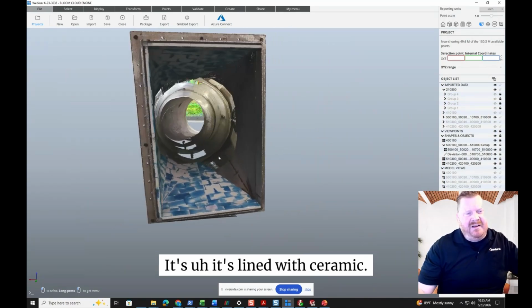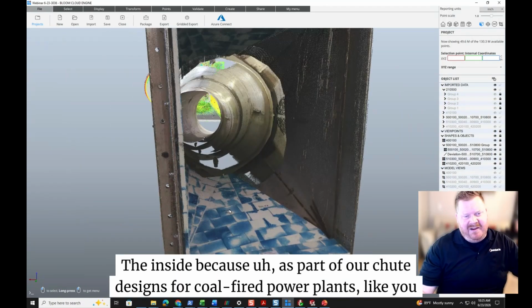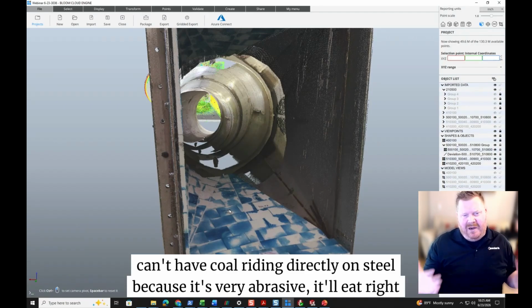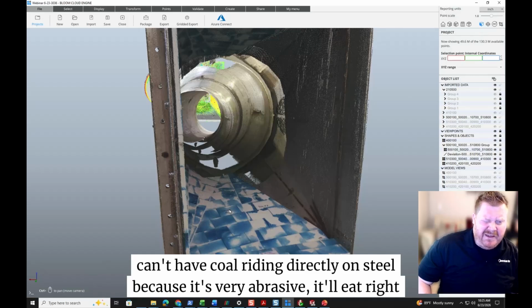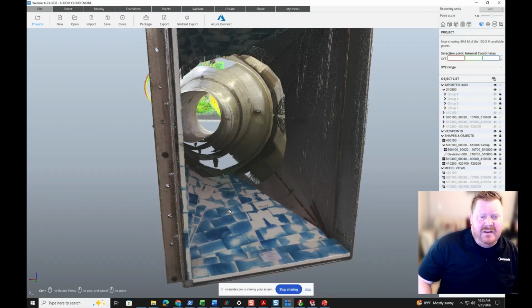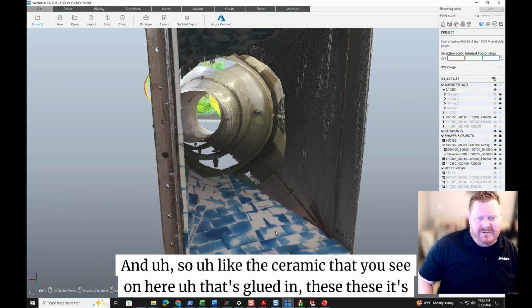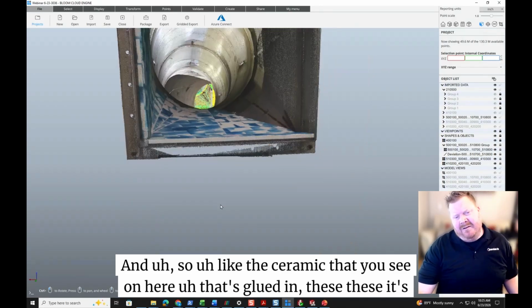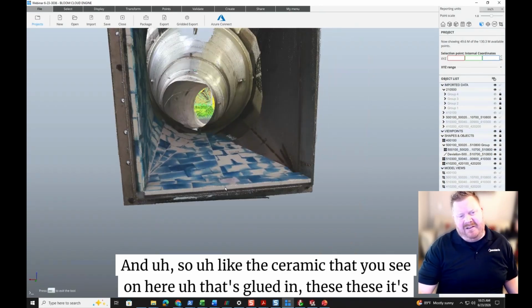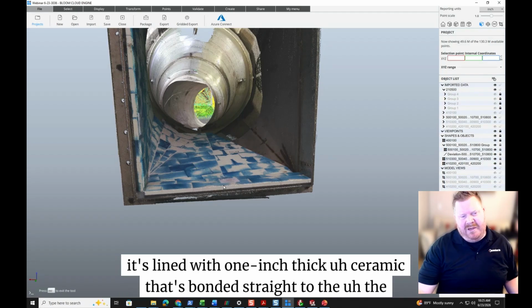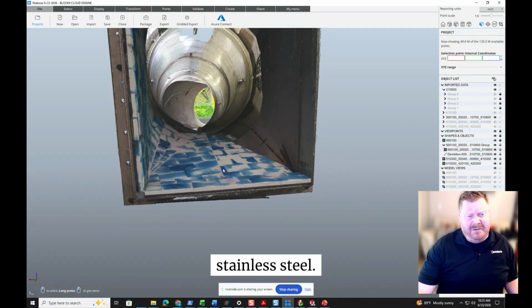It's lined with ceramic on the inside because, as part of our chute designs for coal-fired power plants, you can't have coal riding directly on steel because it's very abrasive. It'll eat right through it over time. And so the ceramic that you see on here that's glued in is lined with 1 inch thick ceramic that's bonded straight to the stainless steel.